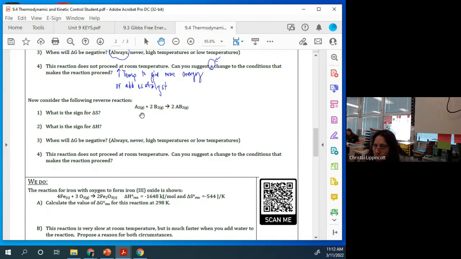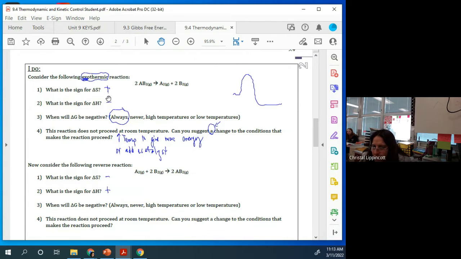Now, we're going to consider the reverse reaction. What would our sign for delta S be? Negative. Our delta H would be positive. We reverse the reaction. So what do you think is going to happen to these symbols, folks?